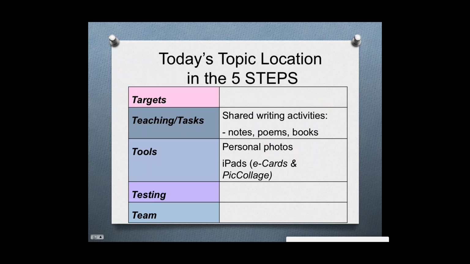So we're going to look at our 5 steps approach, and I'm talking mostly about teaching tasks, shared writing activities, some notes and poems and books. We'll also be looking at just a couple of tools, mostly light tech, just your personal photos are the most important tool, and also just things such as construction paper and markers, just really simple stuff. I'm going to show a couple of apps. They are 1000% optional, just if you're ready to kind of add something, and they're both free.